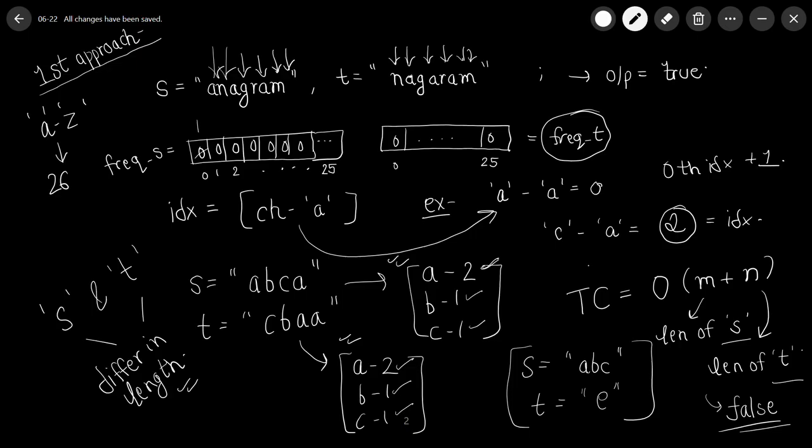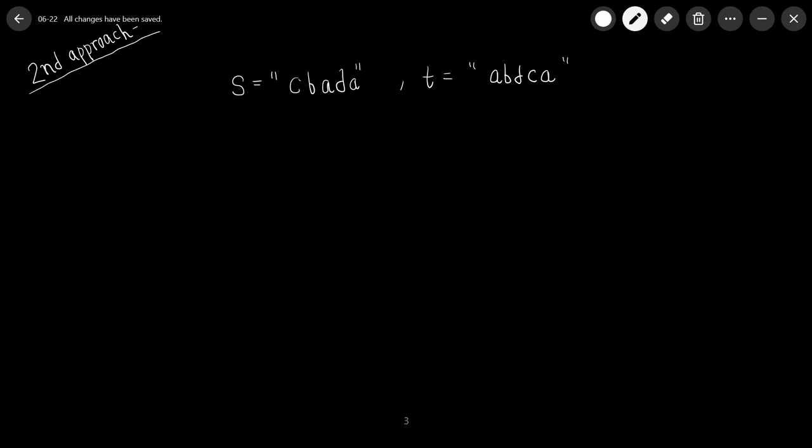And coming to the space complexity of it, since we are making two arrays of size 26, it's 2 times 26, which asymptotically is equal to constant space. So the time complexity is the sum of both the strings' length and the space complexity is big O of 1. So this was our first approach. I hope it's clear. So let's head over to the second approach.